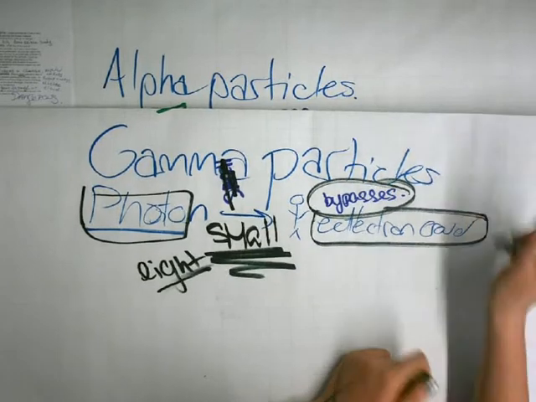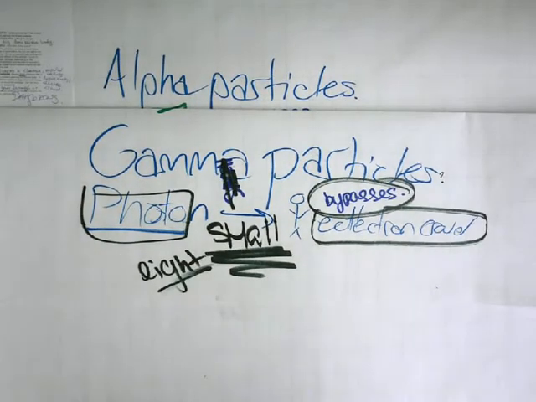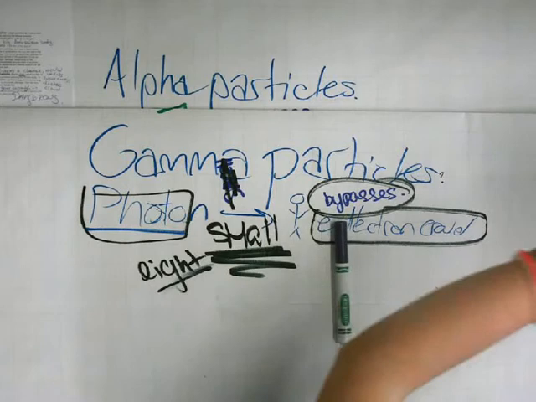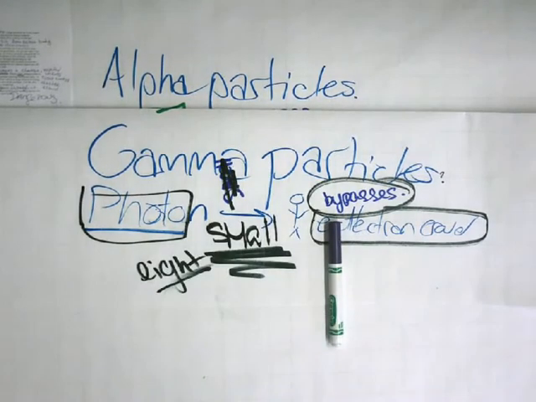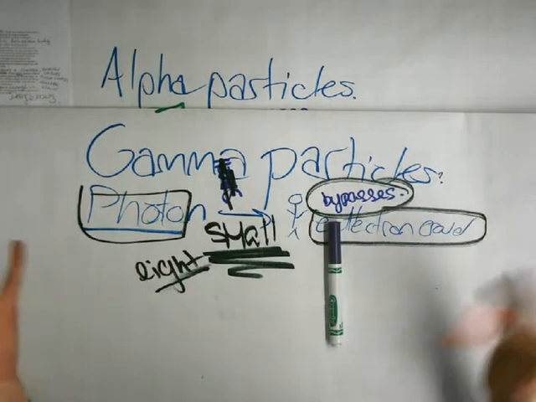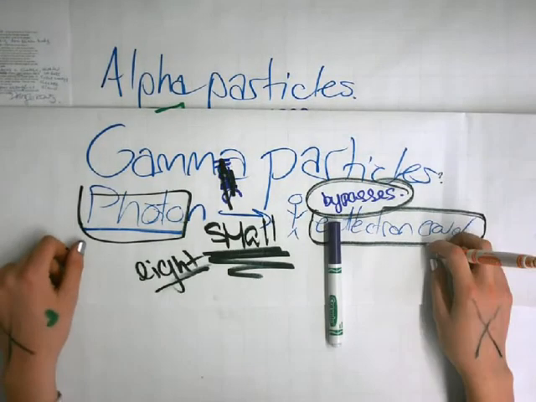Okay, so, alright, there was my marker. An example of gamma particle, or I guess radiation's effect on the human body, is Madame Curie. She did a lot of work in the field of radiation.